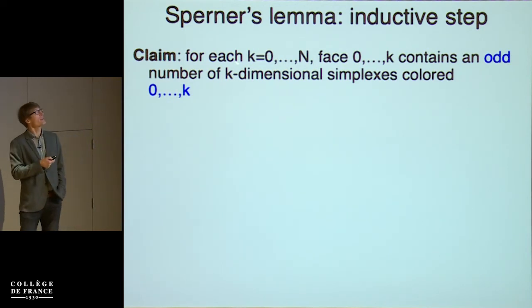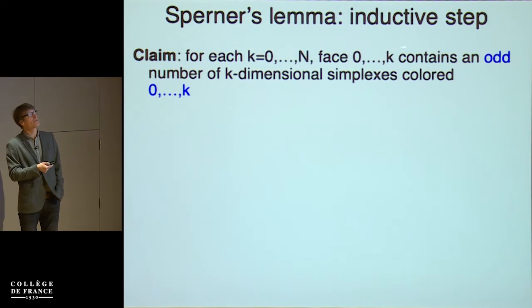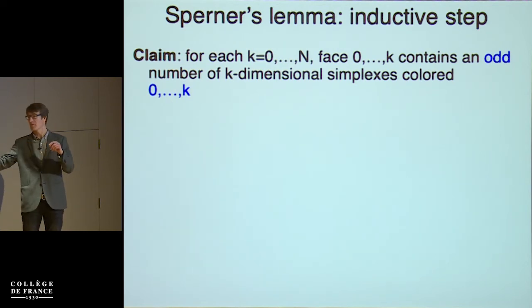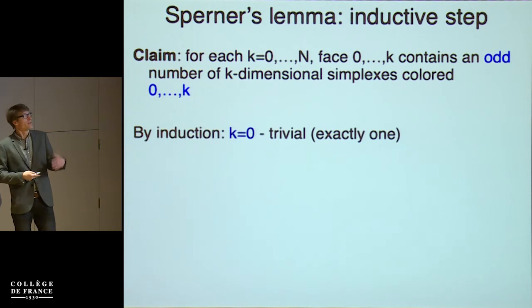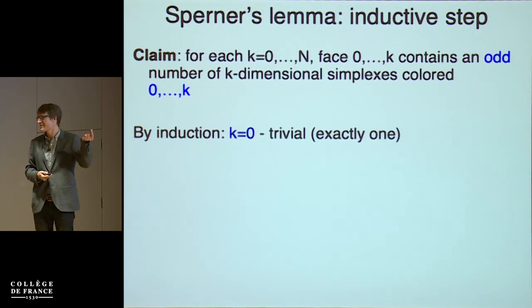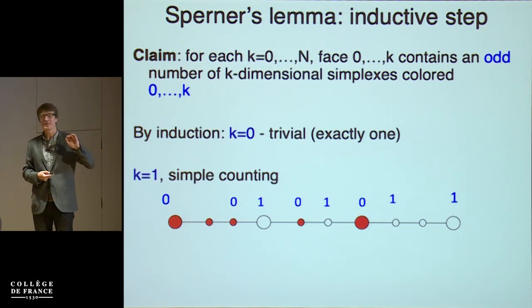So what we say is, okay, for each k, the face 0 to k, for 0 to 1, 0 to 2, 0 to 3, and so on, should have an odd number of k-dimensional simplices colored with exactly colors 0 to k. For example, if I take the face 0, 1, and look at all the subintervals, I should have an odd number of them which have both colors, 0 and 1. So for k equals 0, you have just one vertex. Of course, it has exactly one color, so the statement is trivially true.